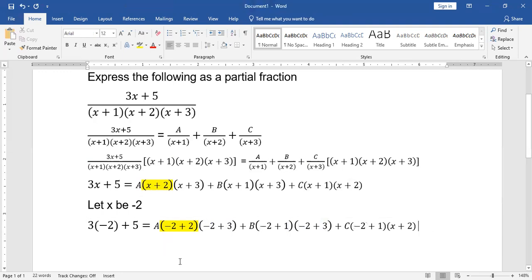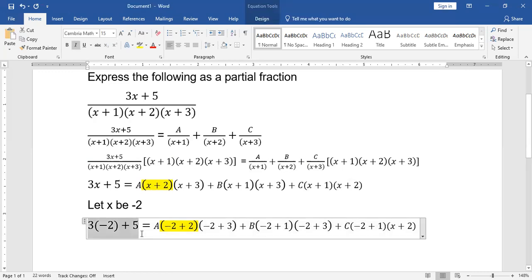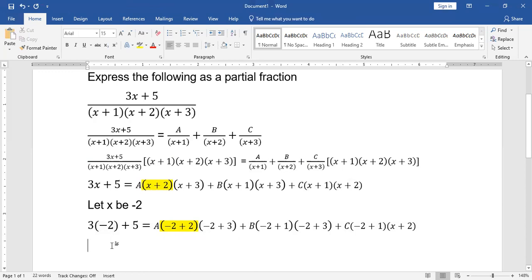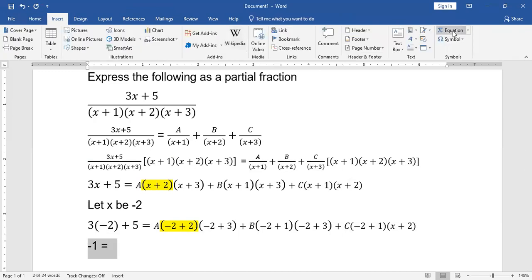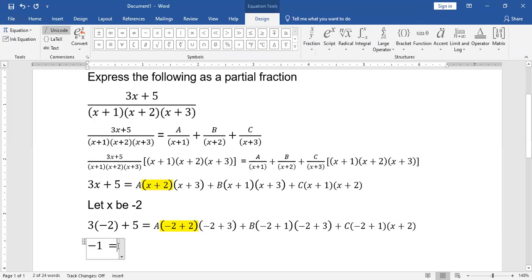Now, technically, when we say 3 multiplied by negative 2, of course, we obtain negative 6 plus 5. This part here plus 5. We are obtaining actually negative 1.